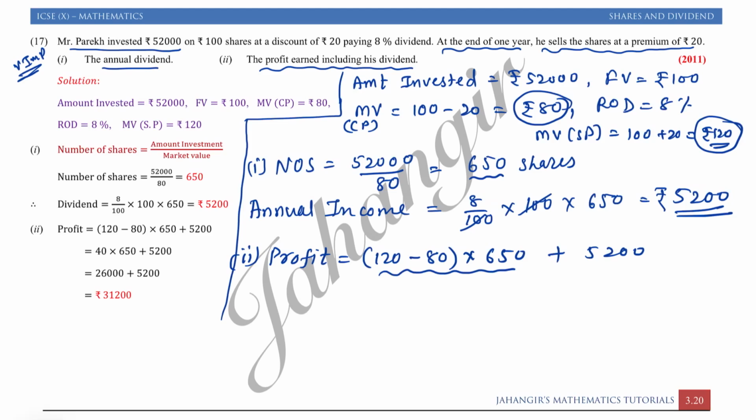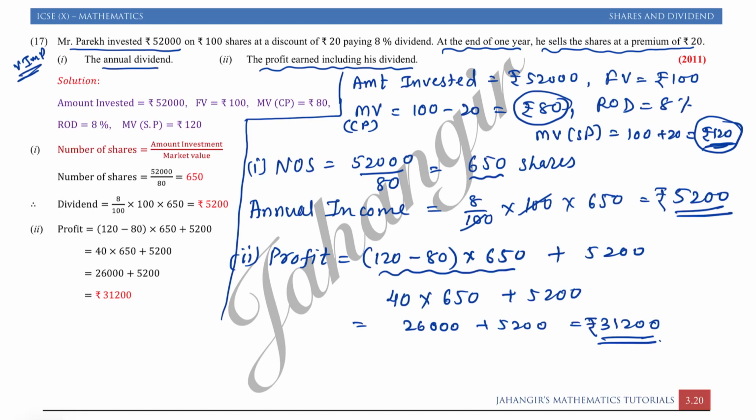The amount received on selling will be 120 into the number of shares. So again the calculation is of the same type. So I would like to do it this way. First I will find the profit on one share, into the number of shares he sold, plus 5,200. So 40 into 650 is 26,000, plus 5,200, that is 31,200 he got as a profit.